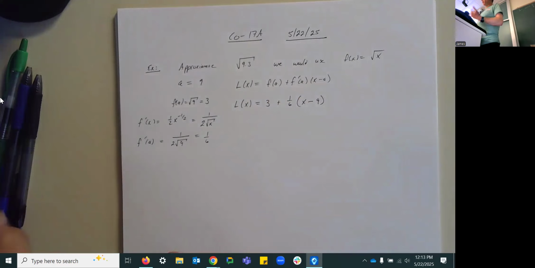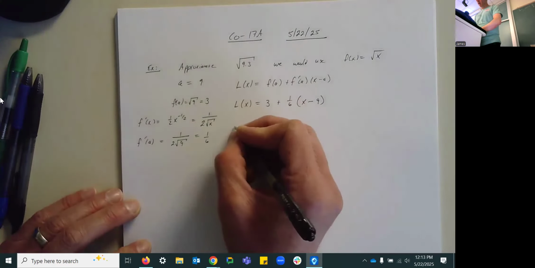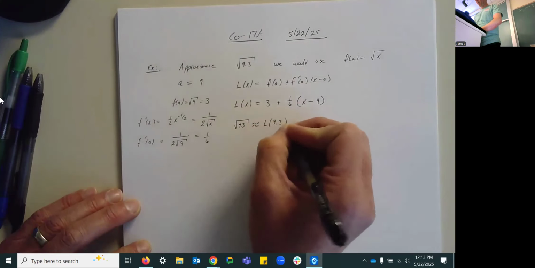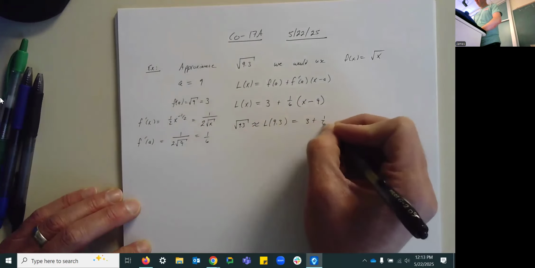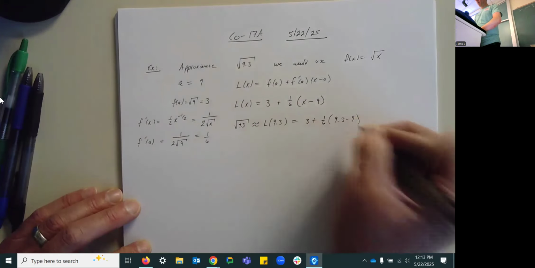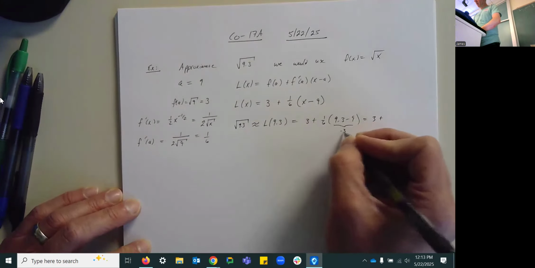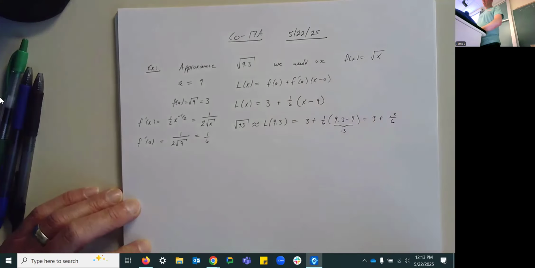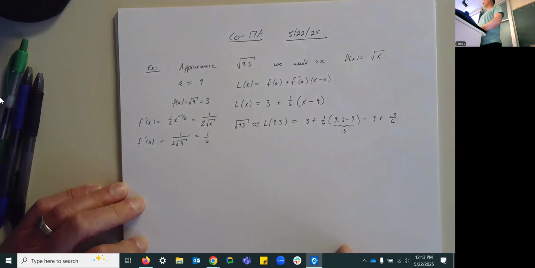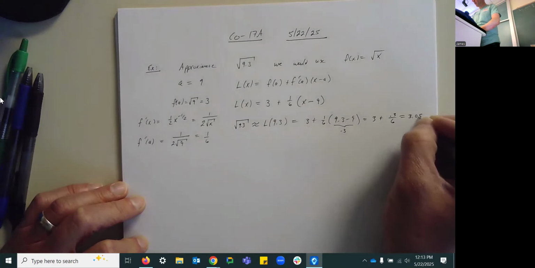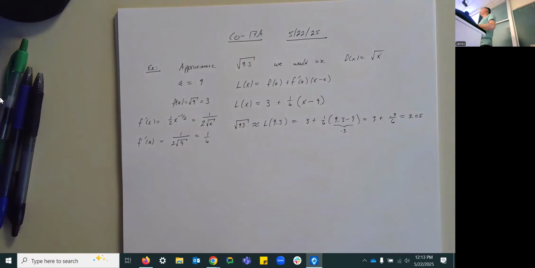And then if we wanted to approximate the square root of 9.3, we'd say the square root of 9.3 is approximately L of 9.3. Then we get 3 plus 1/6 times 9.3 minus 9, which is 3 plus 0.3 divided by 6. Well, 3 divided by 6 is 1/2, so 0.3 divided by 6 should be not 0.5, but 0.05. That's going to be 3.05. And that's the way you should do it if they don't give you the function already.